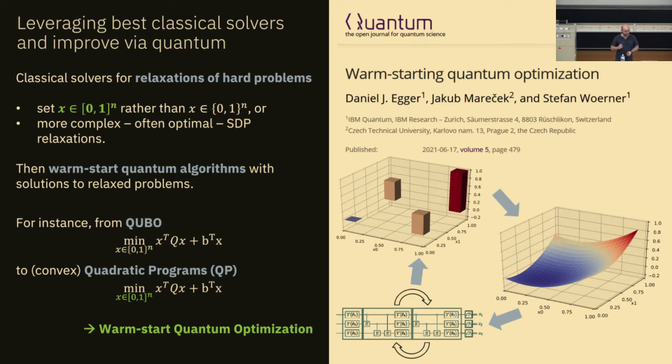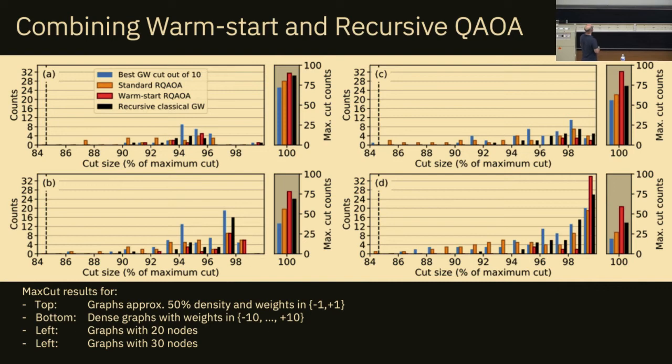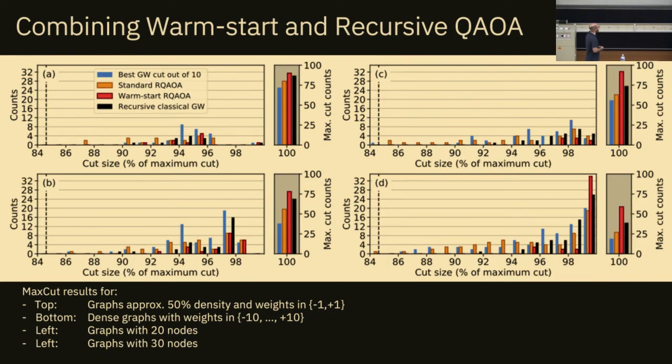And what we did is we actually now combined this warm starting with this recursive QAOA, so not exclusive, you can bring all of this together, and we applied it to a max-cut problem. So these are 4 families of problems. The left have 20 nodes, the right have 30 nodes. The top is on graphs where we randomly picked edges with a 50% probability, so an edge or not, and then with a weight of ±1. And the lower ones are dense graphs where we randomly pick the edge weight between ±10. So these are very, very difficult instances of max cut.